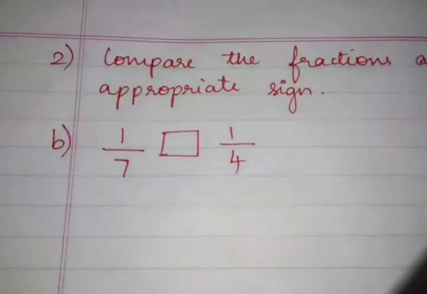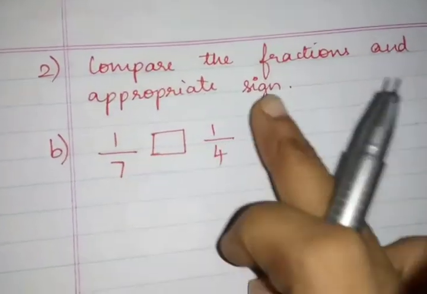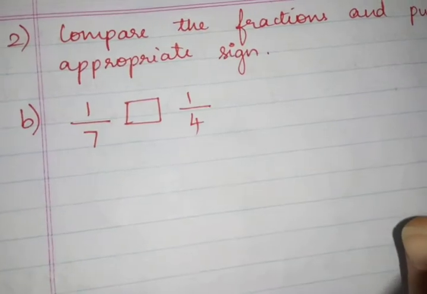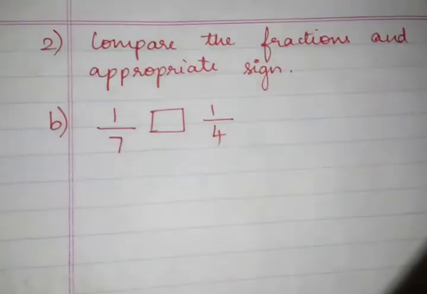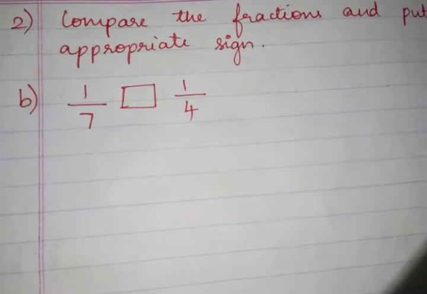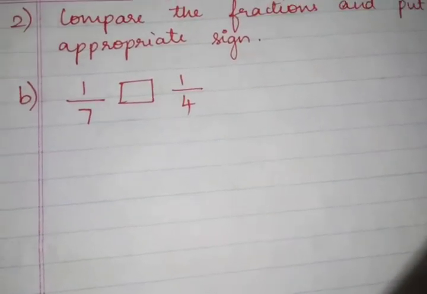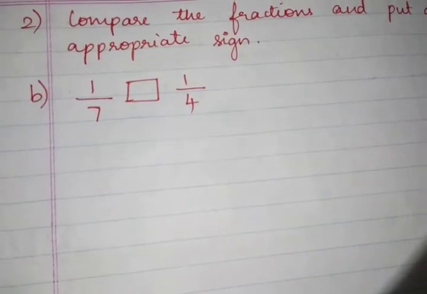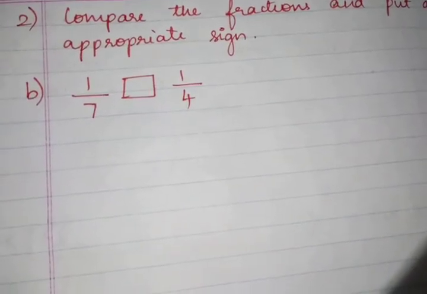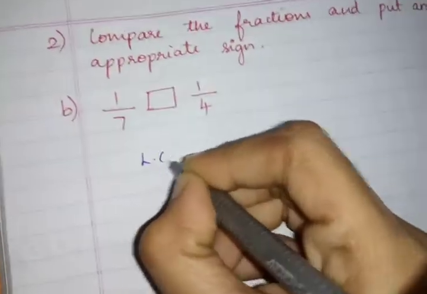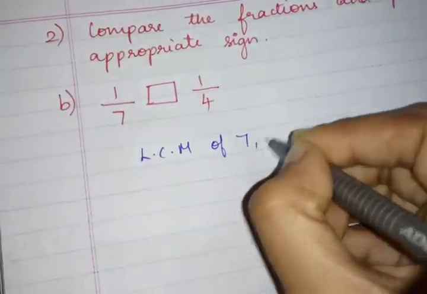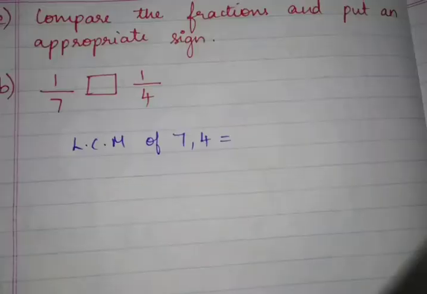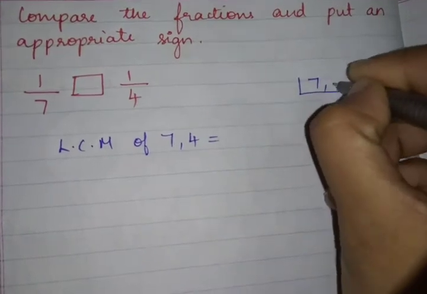See, B problem: 1 by 7 and 1 by 4. I am going to compare whether the fractions are the same, greater or lesser. When you are going to compare, what is the main concept? It should have the same denominator. Do they have the same denominator, children? No. So, what should you do? You have to take the LCM of 7, 4 and make both the same denominator. So what is the LCM of 7 comma 4?